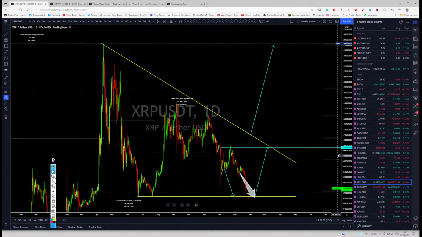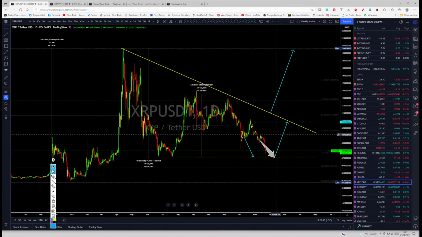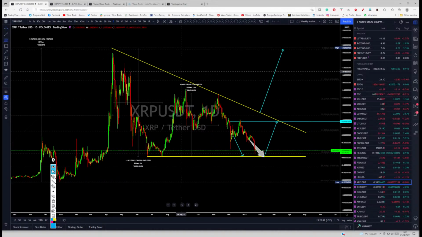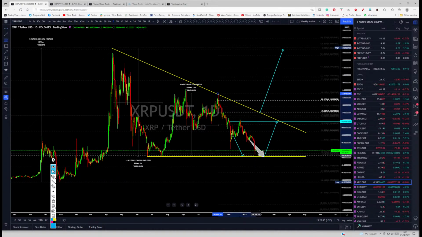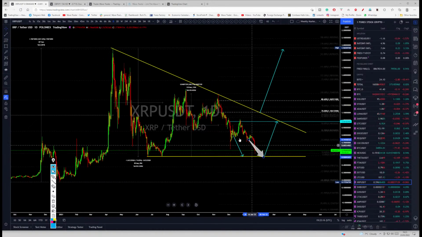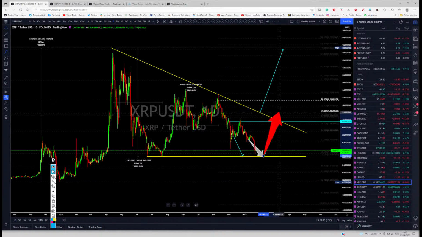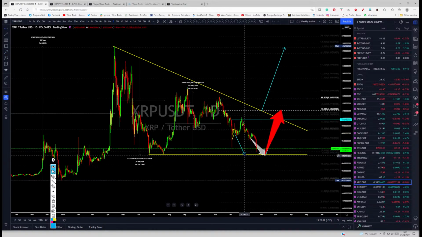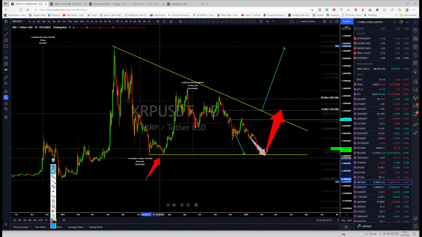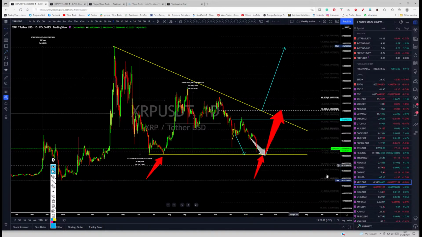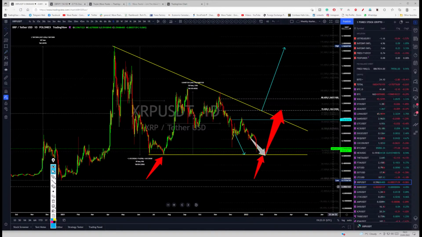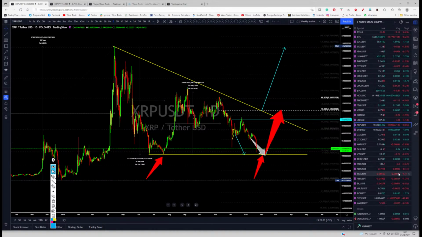XRP is also dragging lower. So 70% retracement of this previous move. This area, 110, it still can break down. Do not rush. Let them sit and find their bottom. Keep your eyes on them. Let's just finish here, guys.